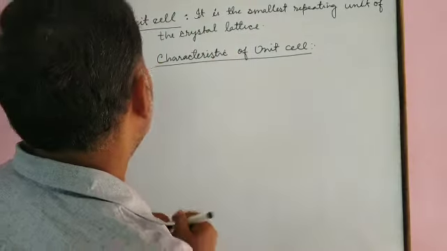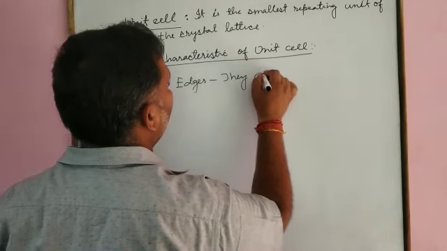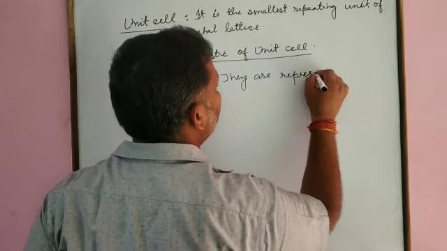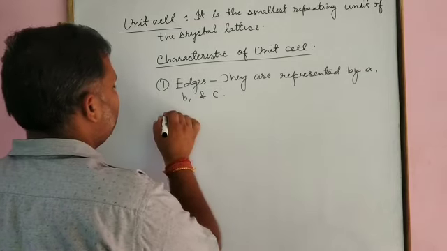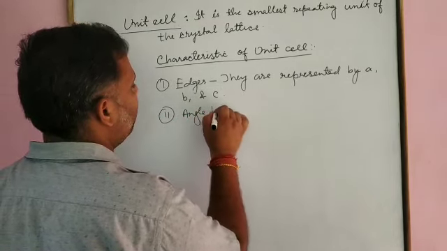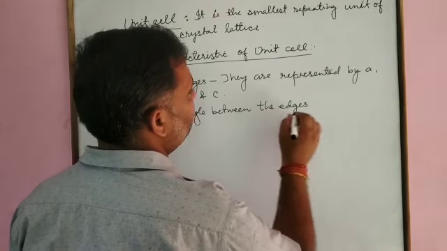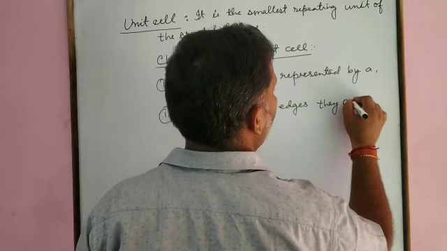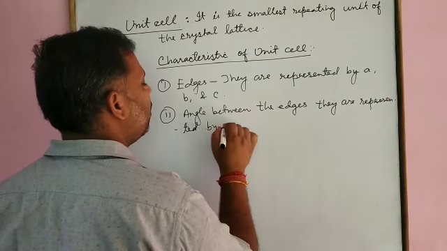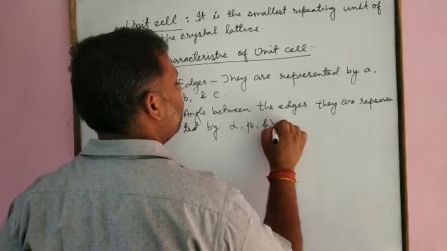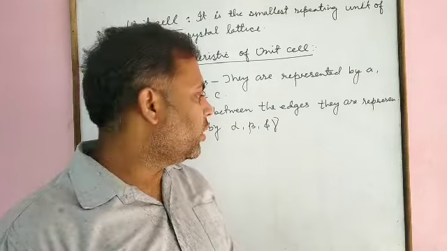The edges are represented by A, B and C. The next one, the angle between the edges, they are represented by alpha, beta and gamma. Let us discuss what alpha, beta and gamma are. Let us draw the unit cell.